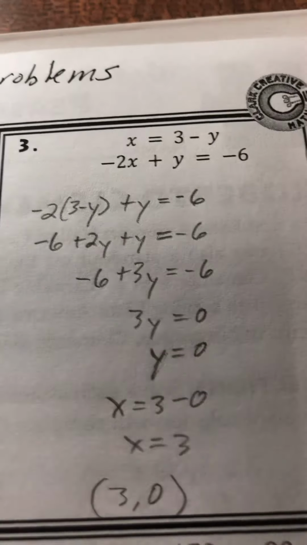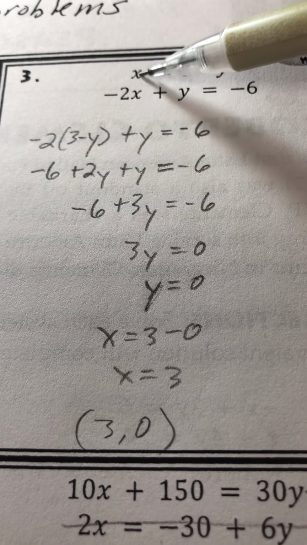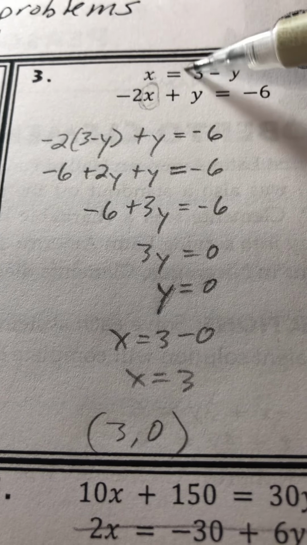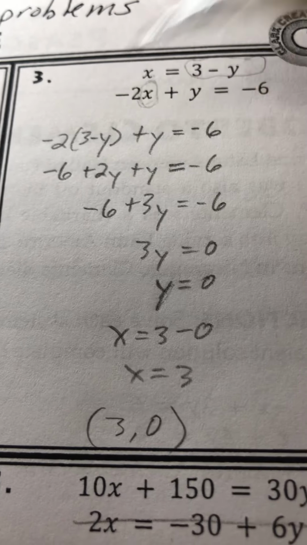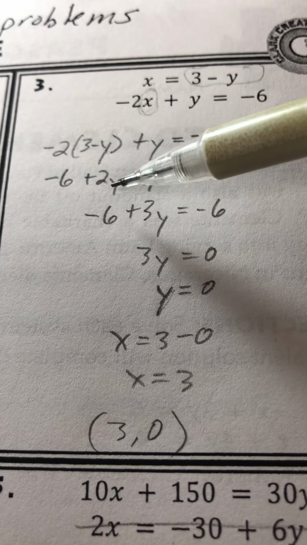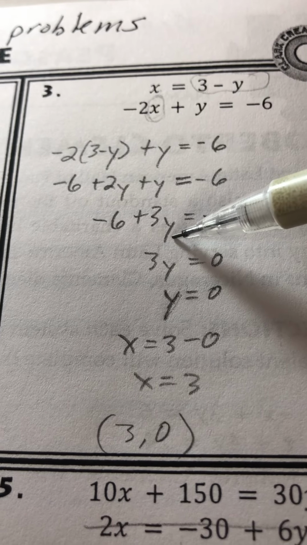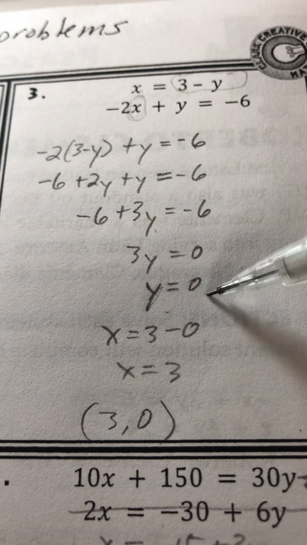Okay, for number 3, I'm going to use substitution. So I'm going to plug in for this x value. I'm going to plug in this 3 minus y because it tells me that x equals that. So I plug it in. I'd use the distributive property. I combine like terms. I isolate the variable, get it on one side, the y. I find out that y equals 0.